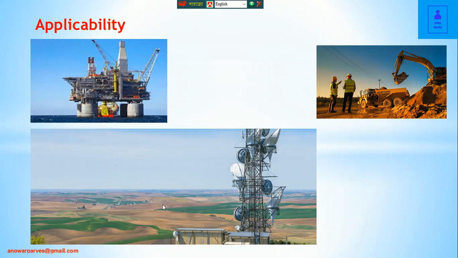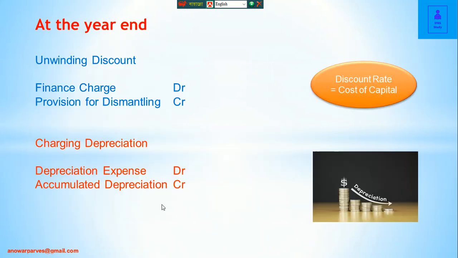And at the end of the year we have to unwind the discount. That is, we have to make a finance charge, with a discount at the cost of capital, and we have to increase the provision for dismantling. And there is also a depreciation charge. The depreciation charge will be on the total value of the asset, that is initial cost with present value of dismantling cost. Our entry here is depreciation expense debit and accumulated depreciation credit.